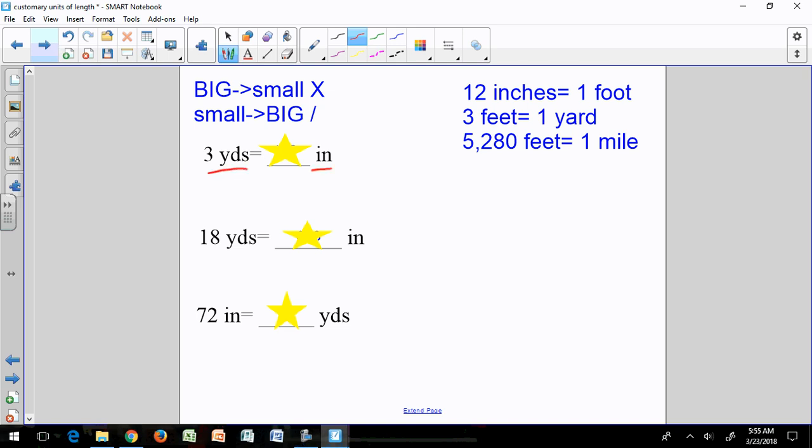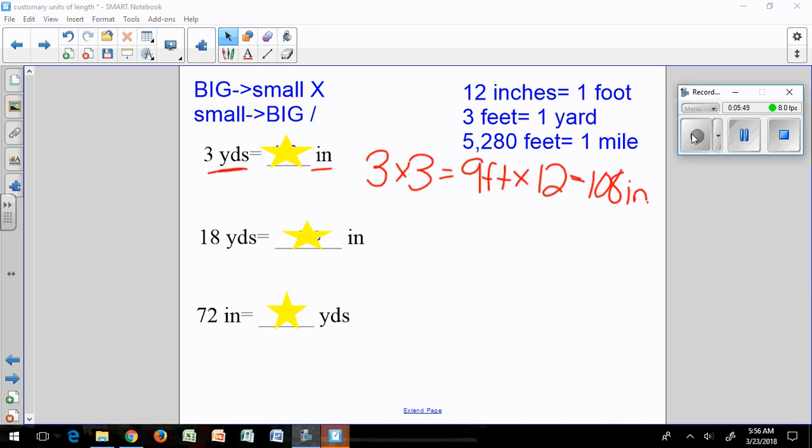I don't have a conversion for yards to inches. I don't have an easy conversion from yards to inches. So what I would have to do is convert from yards to feet, and then feet to inches, okay? So from my 3 yards to feet, I go 3 times 3 equals 9 feet times 12 inches per foot equals 108 inches. Let me check. We're correct. 108 inches. Try the next two.